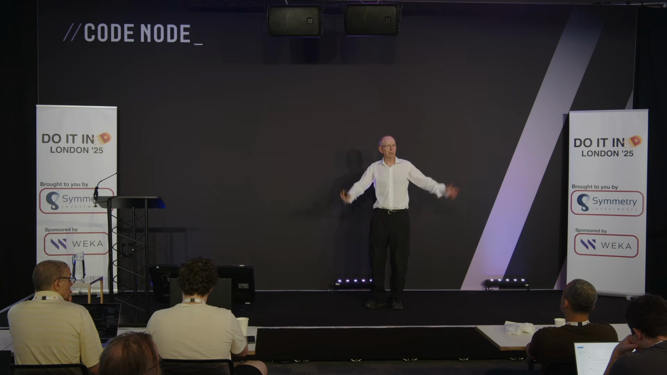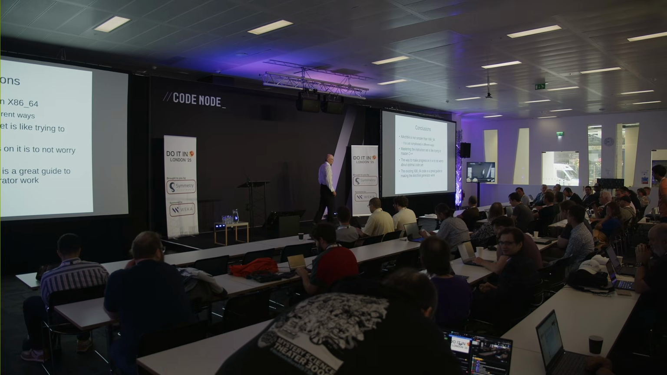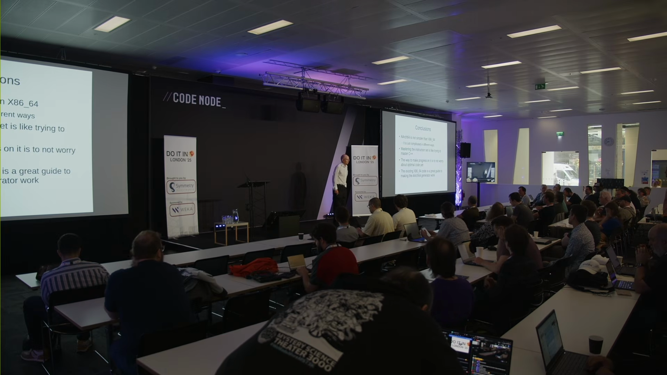Linkers are supposed to be simple programs, and for the original PC, they were trivial programs, and they've just turned into these monsters. I think that RISC-V would be easier. The what? RISC-V would be easier than this. I don't know anything about RISC-V.